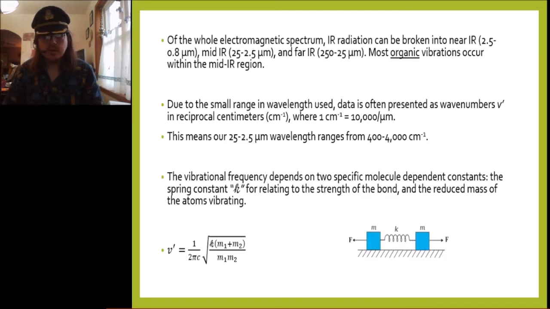There are various IR radiation ranges: near IR, mid IR, and far IR, but most organic vibrations will occur in the mid IR region, and so we'll focus mainly on there. Due to this very small range, we'll actually use wave numbers or reciprocal centimeters to represent the wavelength. This means our 25 to 2.5 micrometer wavelength ranges from between 400 and 4,000 reciprocal centimeters.